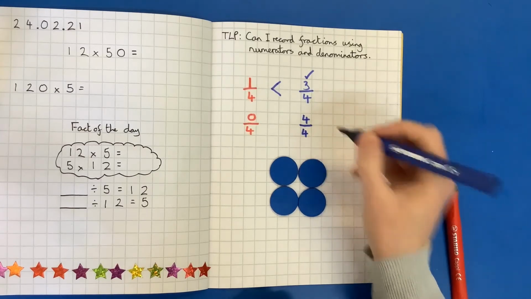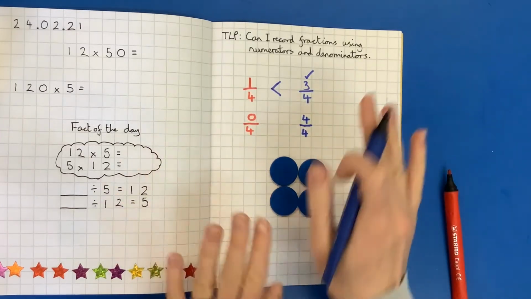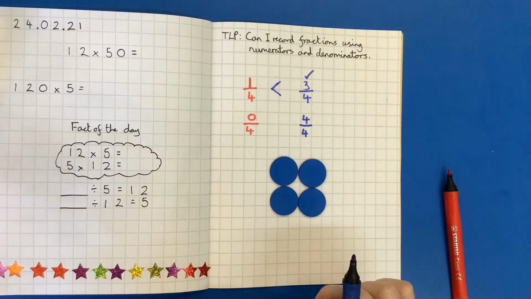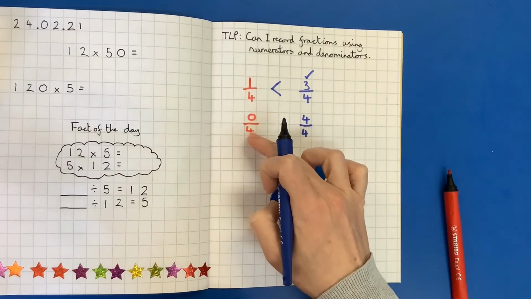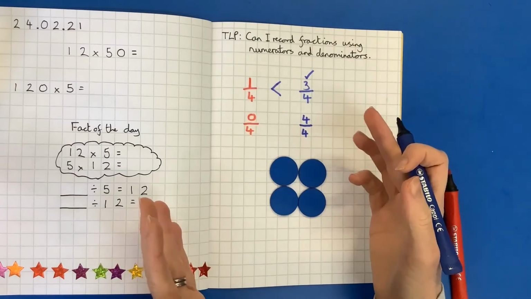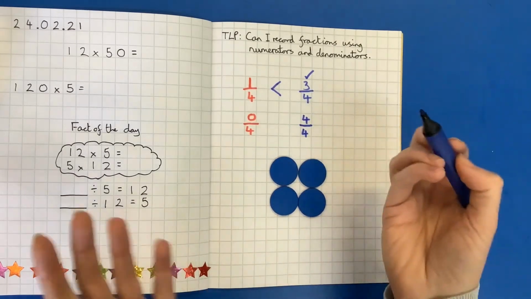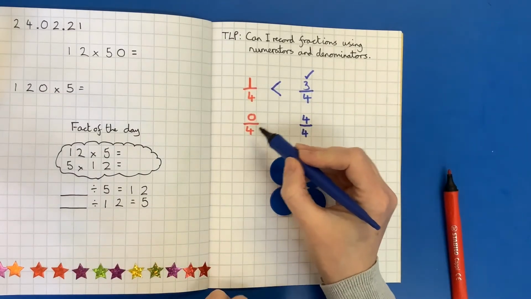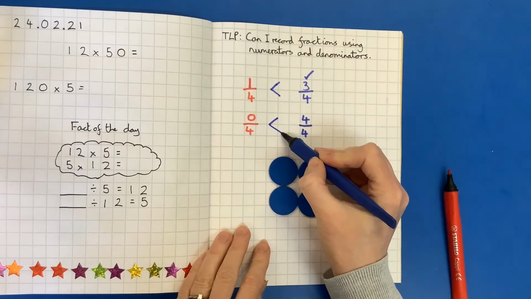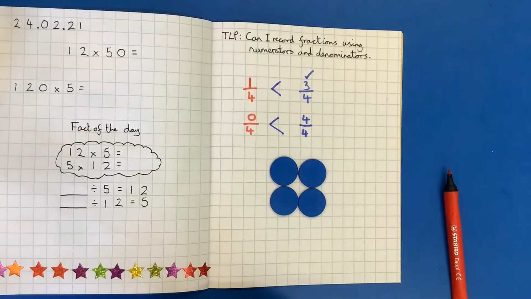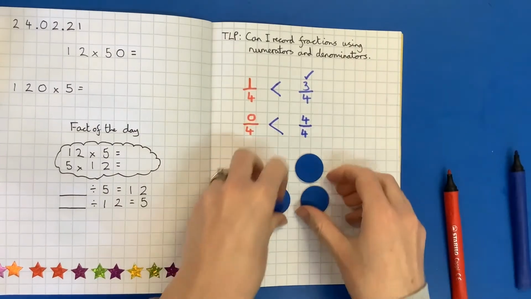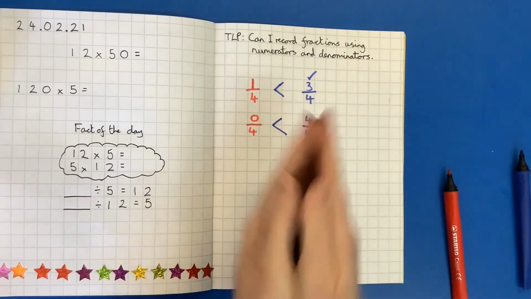So I'm going to, actually I won't do that because I don't want to confuse anyone, but you need to know that as well. And of course 0 quarters is the same as saying 0, nothing. Easy peasy. 0 quarters is less than 4 quarters. Right, one more. And then we're going to try with some bigger numbers.